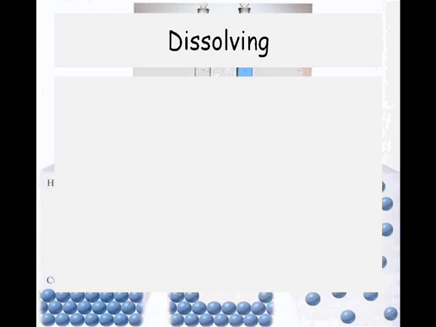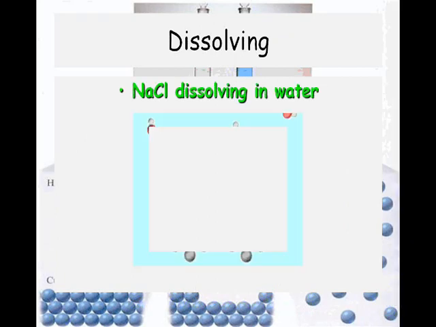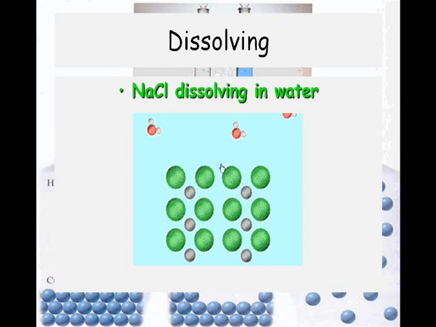Now we have an example of salt dissolving in water. As you can see down here, the big salt molecule, and these are the little water molecules up here. They're coming because they're attracted by the opposite charge, and they're going to start slowly pulling the salt away from the big molecule that it is.